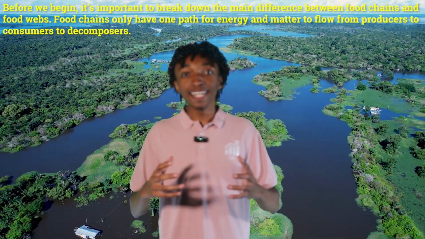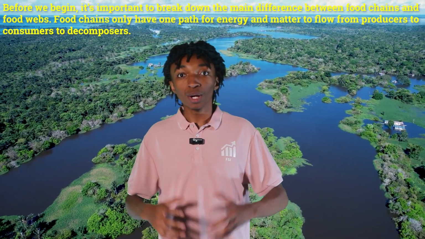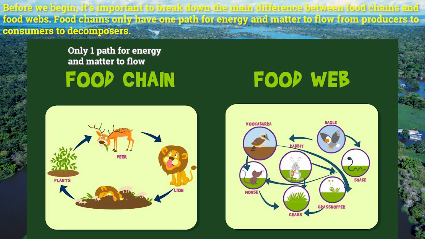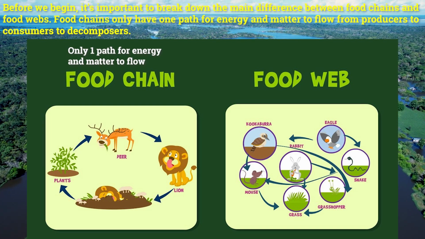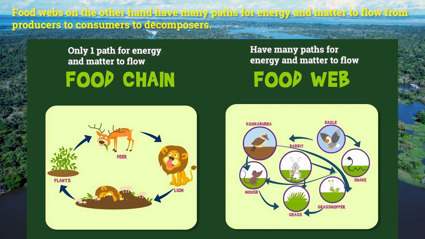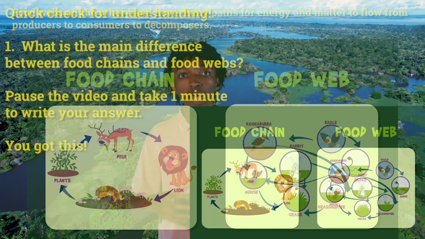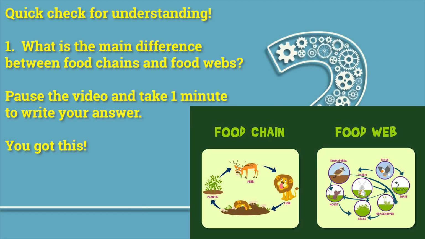Before we begin, it's important to break down the main difference between food webs and food chains. Food chains only have one path for energy and matter to flow from producers to consumers to decomposers. Food webs, on the other hand, have many paths for energy and matter to flow from producers to consumers to decomposers. Quick check for understanding. Number 1. What is the main difference between food chains and food webs? Pause the video and take 1 minute to write your answer. You got this.